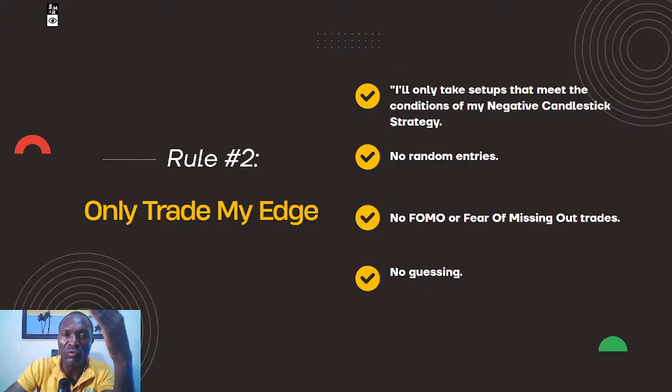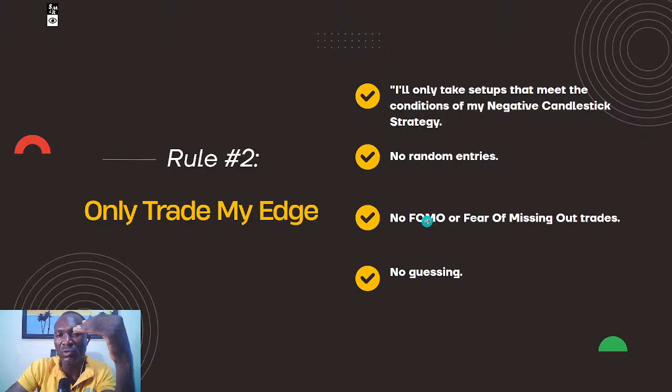Now, rule number 2: I will only take setups that meet the condition of my negative candlestick strategy. We trade the negative candlestick concept. We have no random entry. Some of us want to enter 2, 3. No, this is not a flipping challenge. This is the normal way you're supposed to trade.